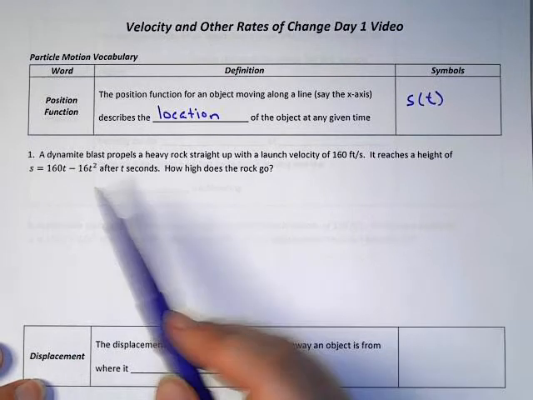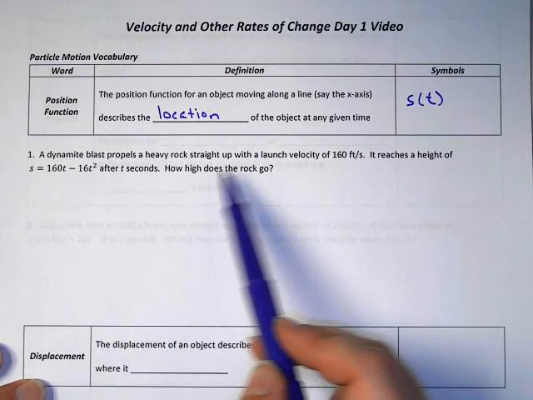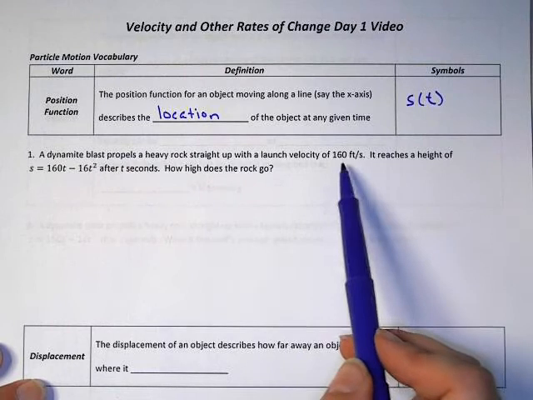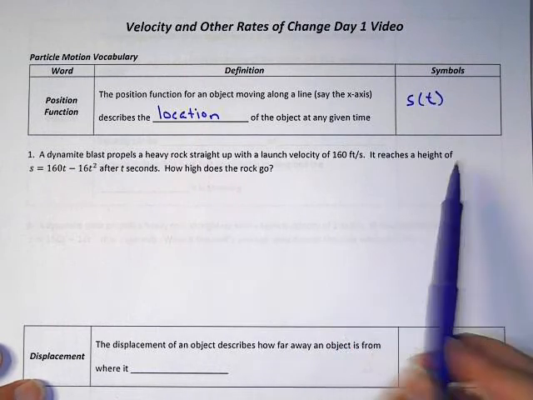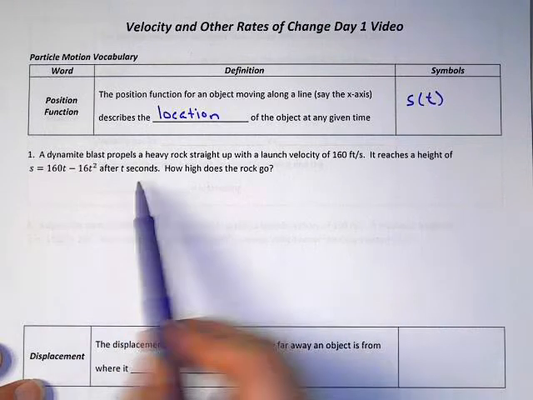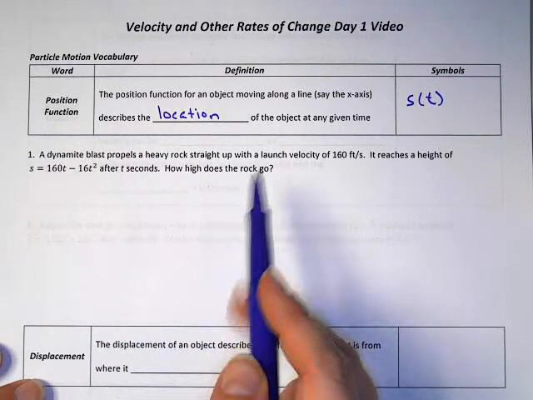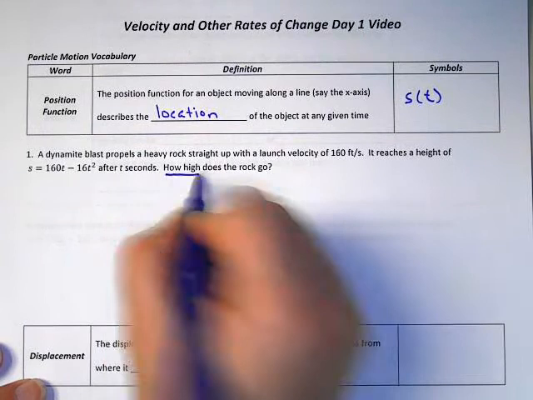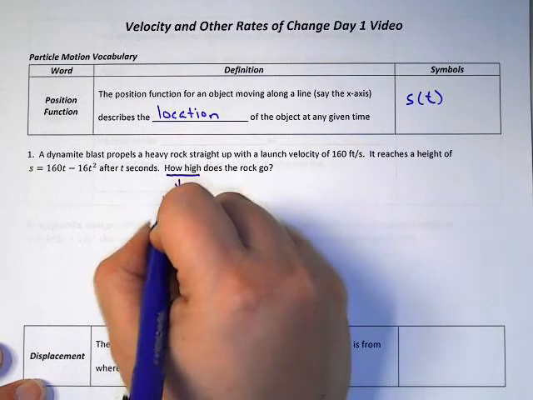So let's look at example 1. A dynamite blast propels a heavy rock straight up with a launch velocity of 160 feet per second, and it reaches a height of this function, this position function s, after t seconds. How high does the rock go? Well, anytime it asks for how high, we know that we're going to be looking for a maximum.